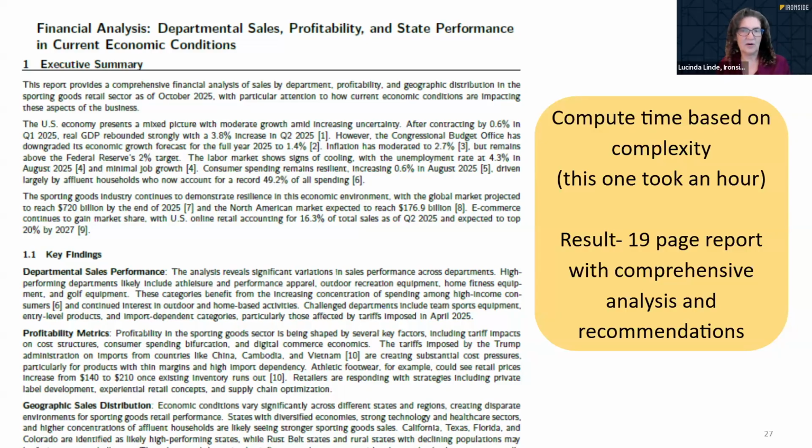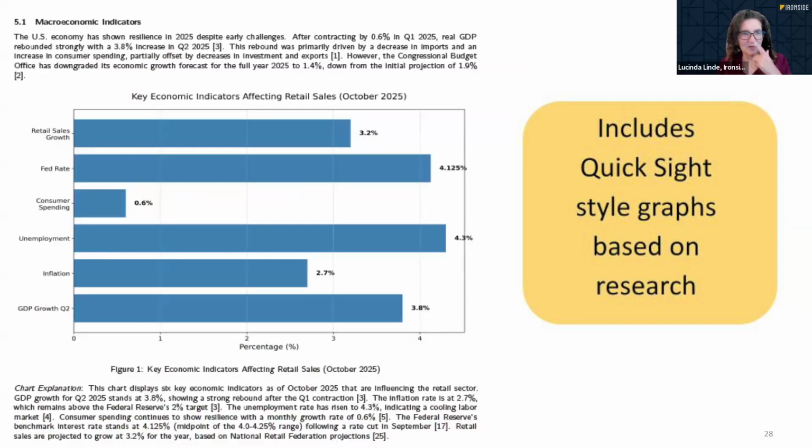I also want to note here that in terms of how it grounds its research, you can see citations. There's citation 1, 2, and 3. I'll show you what citation 3 looks like in a little bit. One of the good things that it does is that based on its research, it can build Quick Sight style graphs and insert them into the report.